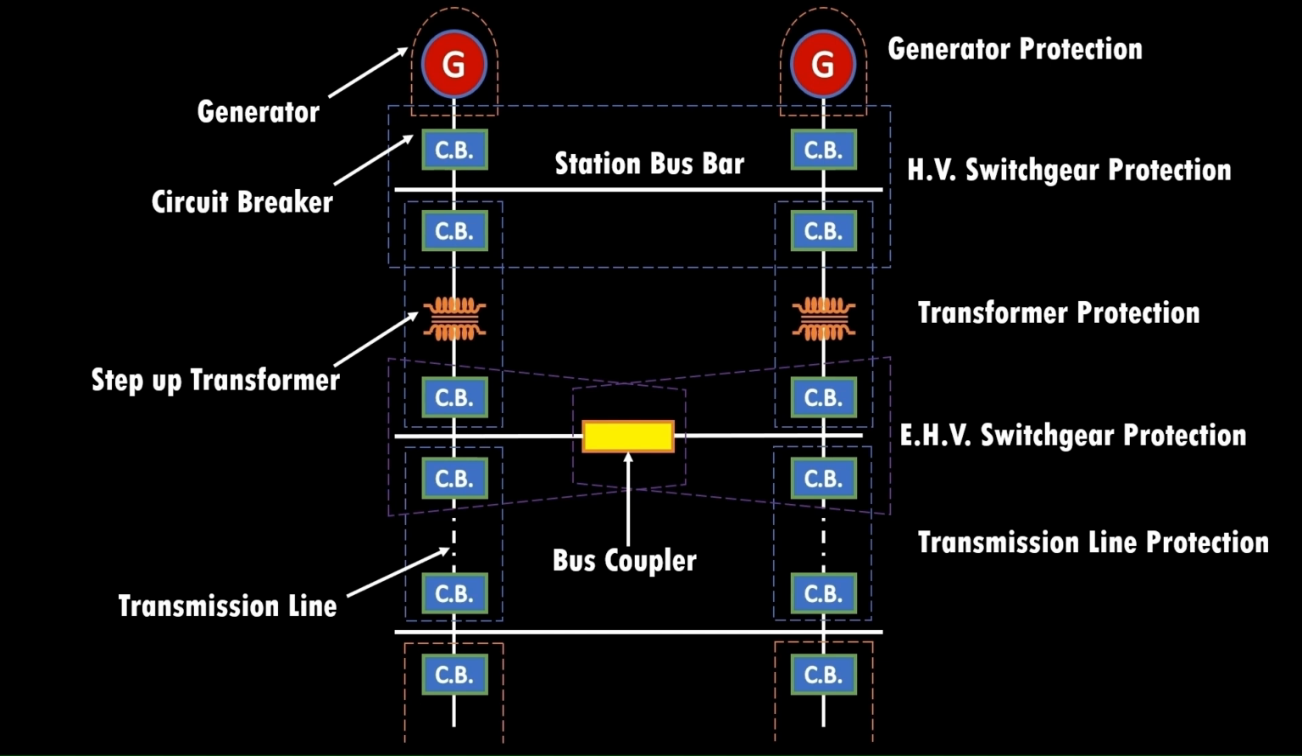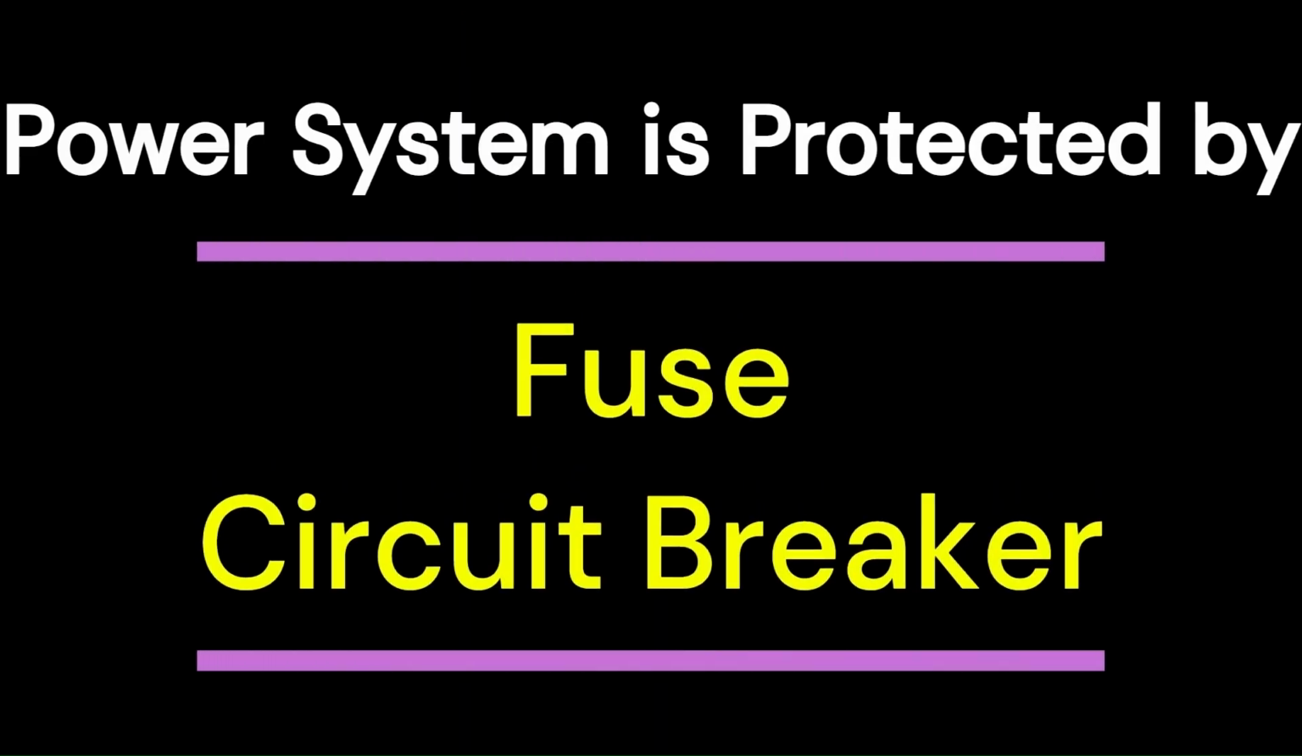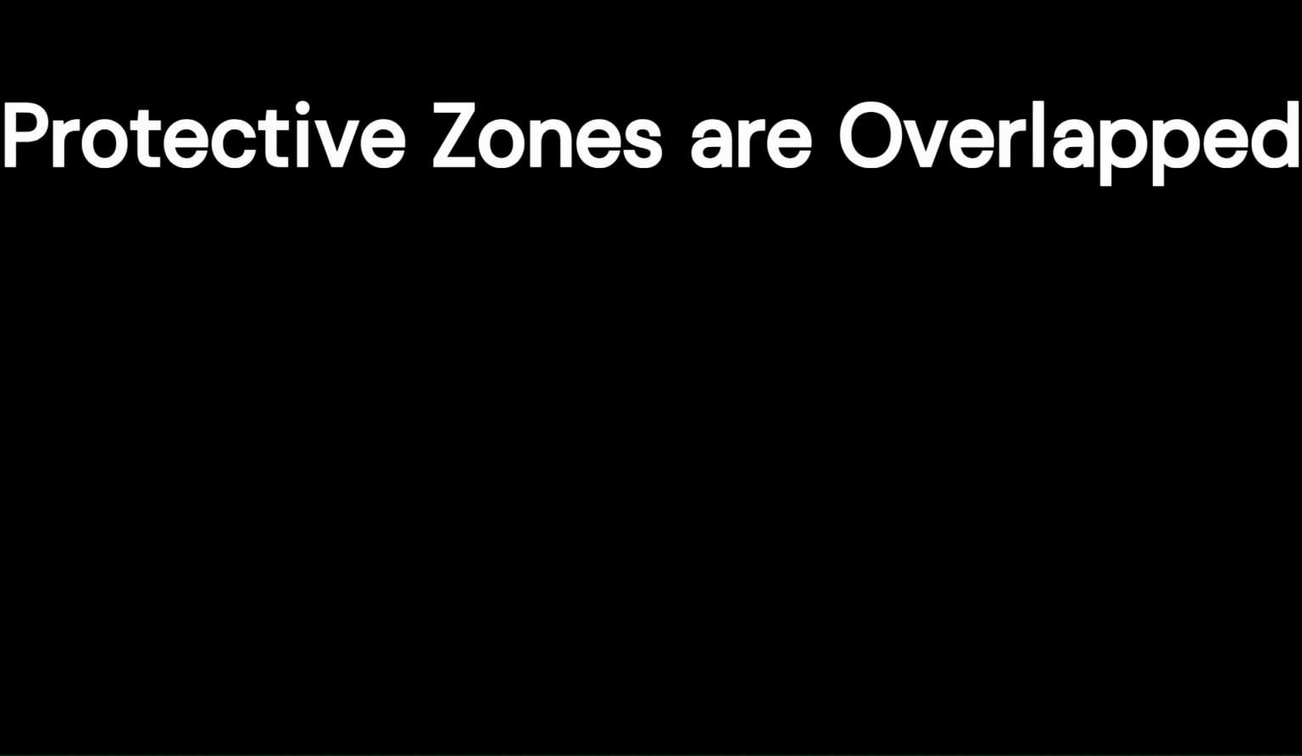The protective zones are planned in such a way that the entire power system is covered by the protective devices like fuse or circuit breakers. And therefore, no part of the power system remains unprotected. The adjacent protective zones must be overlapped with each other.